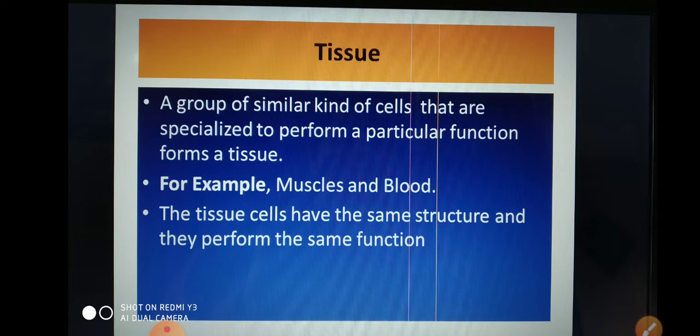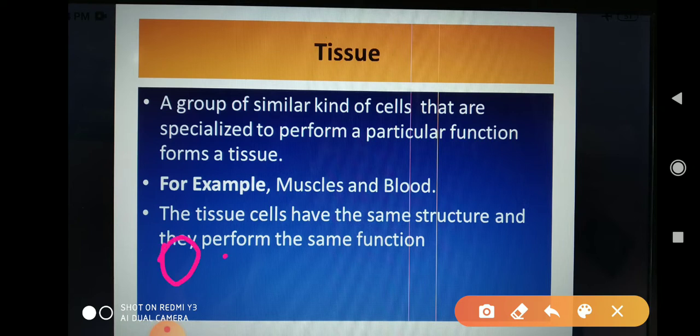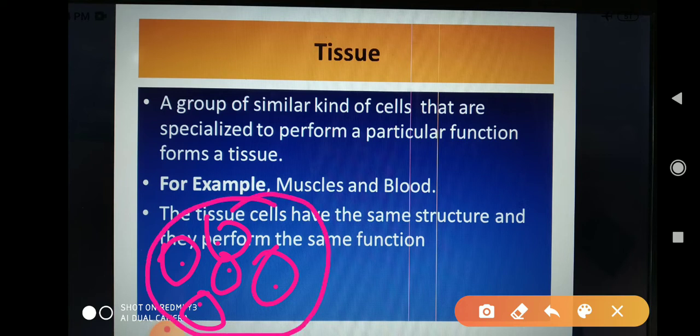Now, tissue is a group of the same type of cells which are the same in origin and they perform a similar kind of function, or we can say those that perform a particular function are called tissue. It means it is a group of cells which are the same in origin, same in structure, and they all together perform the same work, or we can say they all together perform a particular work. That group of cells is called tissue. Is it okay?